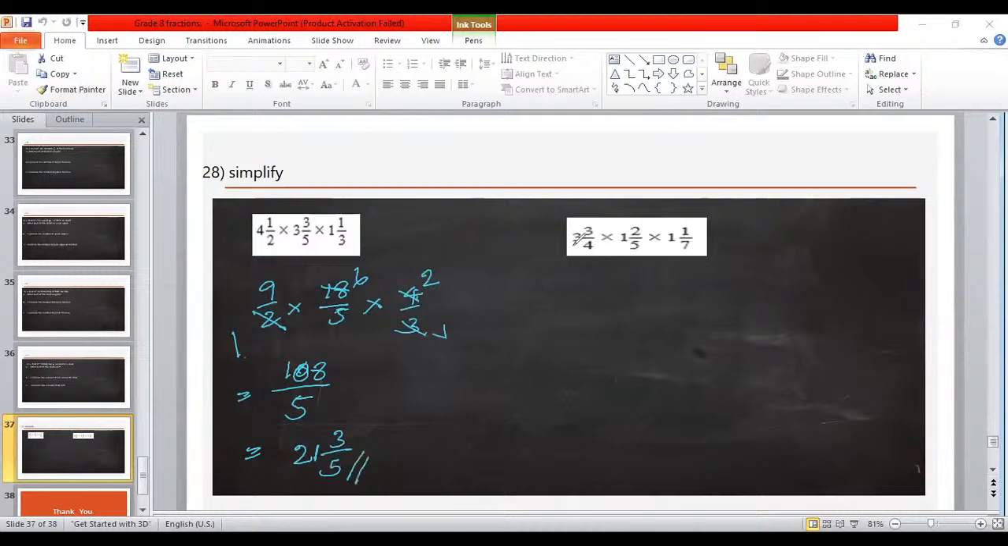Just do the next one. 4 times 3, 12 and 3, 15 over 4, multiplied by 5 times 1, 5 and 2, 7 over 5. 7 times 1, 7 and 1, 8 over 7. Cancel. Cancel. Cancel. 2 times 3, 6.